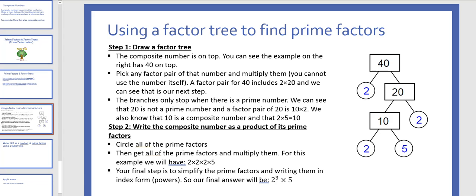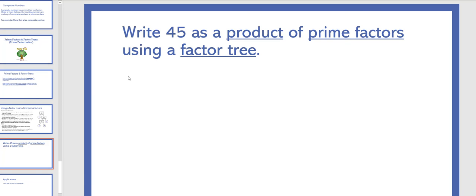Let's do one more example. Okay, our last example for this session is write 45 as a product of prime factors using a factor tree. So now we know exactly what to do. Please have a go first and make sure your final answer is simplified.